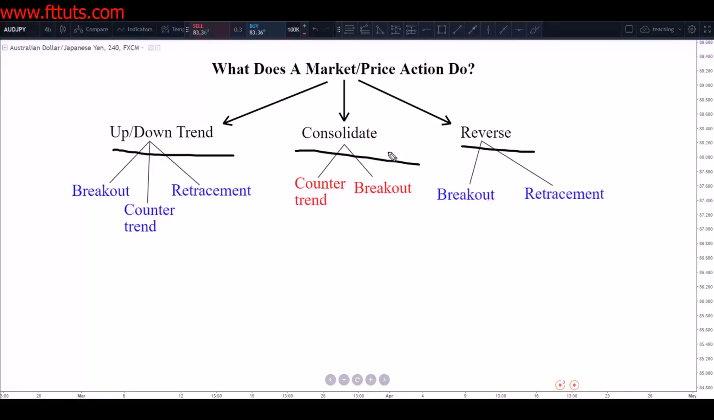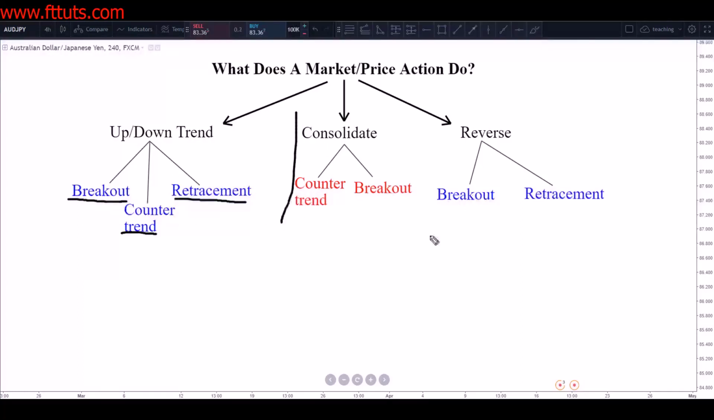Now, with these three things in mind, the three ways the market can move, we also have three ways we can trade. The three ways we can trade are breakout trades, counter trend trades, and retracement trades. Now, for each of these three conditions the market can be in, they each have different ways that you can trade based on those conditions. So let's briefly go over that. For an up or down trending market, we can trade three different ways. We can either trade a breakout, counter trend, or retracement.